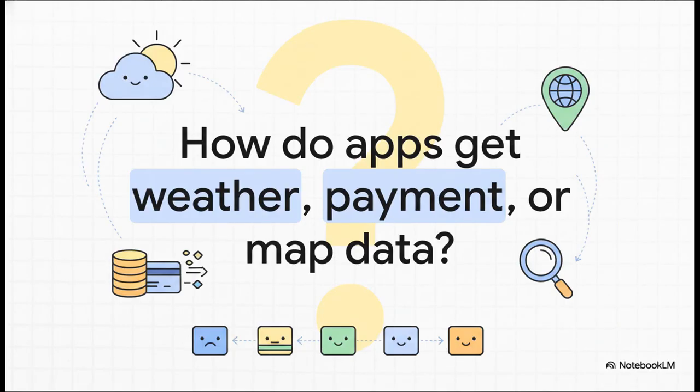Yeah, really think about it for a second. Your favorite weather app doesn't actually own a satellite, right? And your food delivery app probably isn't running its own massive global payment system. They're all talking to other services to get the information they need to work. So how? How do all these completely different pieces of software communicate so seamlessly? That is exactly what we're about to break down.